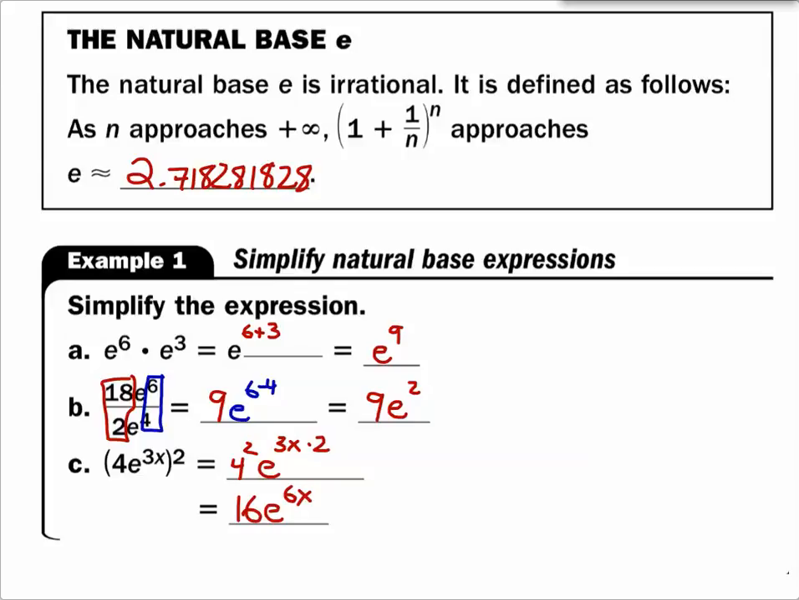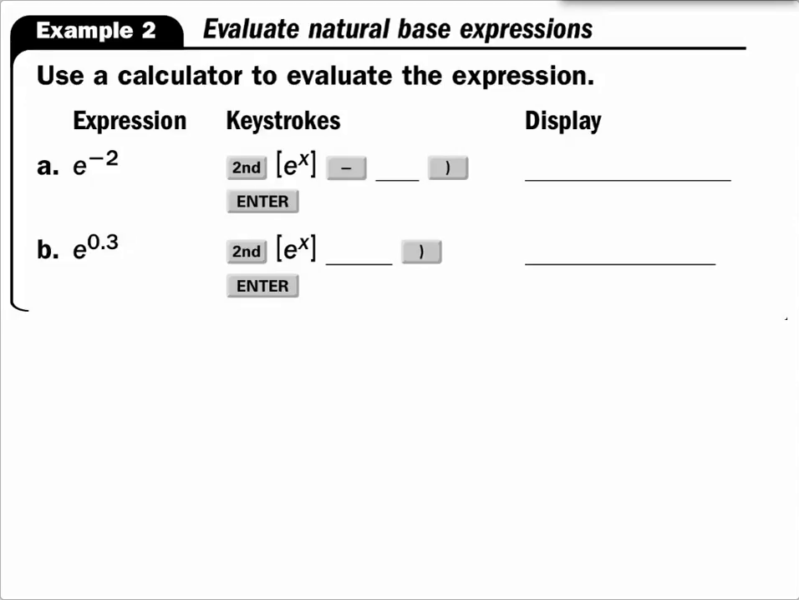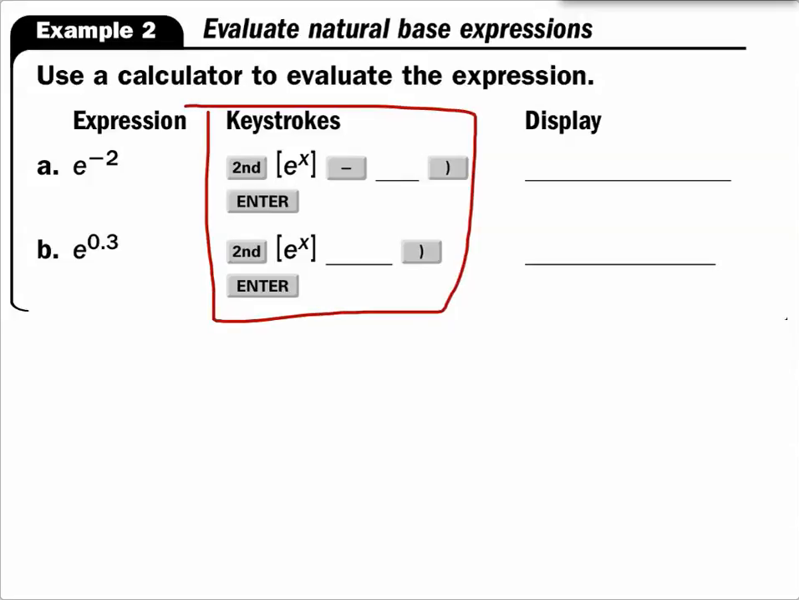Now, let's go ahead and look at example 2 on the bottom. The keystrokes that they show you here, these are for graphing calculators only. And I say that because they're just set up for doing it on a graphing calculator. But you do not need a graphing calculator to do these problems. You just need to know that if you don't have a graphing calculator, you should ignore those keystrokes.